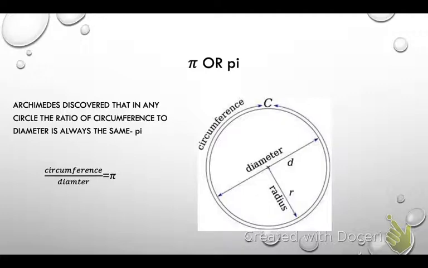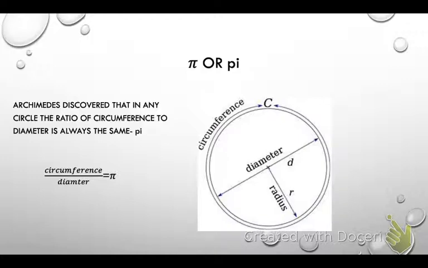So a gentleman named Archimedes discovered that in any circle, the ratio of circumference to diameter is always the same, pi. And if we would have had a pi day, we would have seen this. So the ratio of circumference to diameter equals pi. So copy all this down into your notebook, especially the diagram.